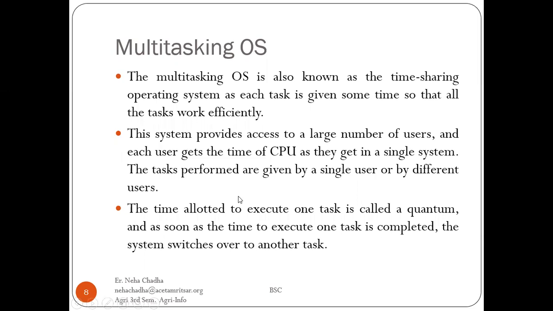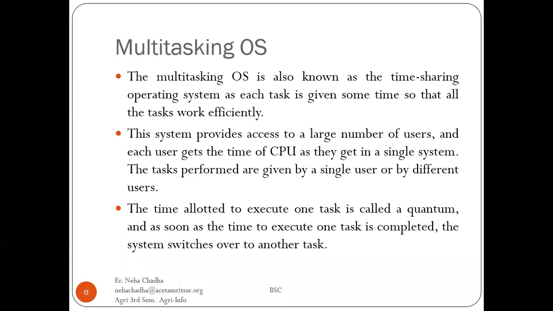Multitasking operating system. A multitasking operating system is also known as time sharing operating system. That means one system can perform multiple tasks. Suppose you have five tasks. Task means any type of job, right? You want to listen to music, access the internet, access MS Word, access MS PowerPoint, and play some game. That means five jobs are there.